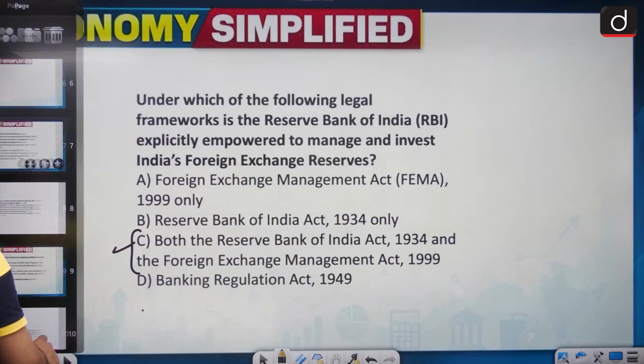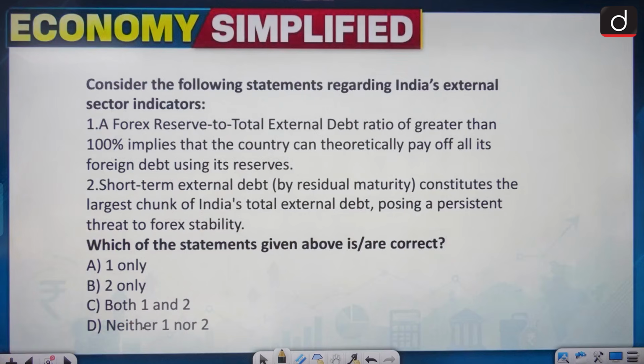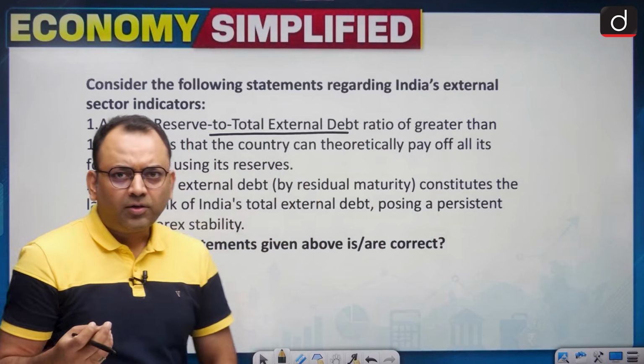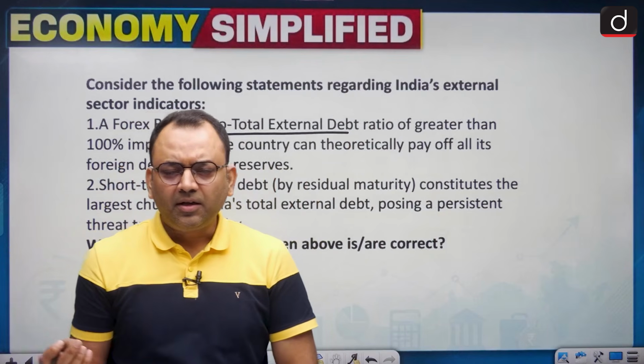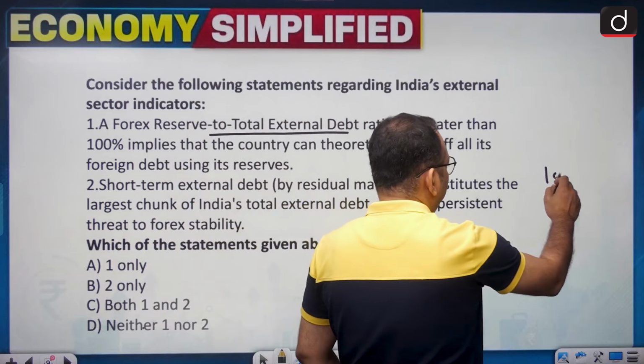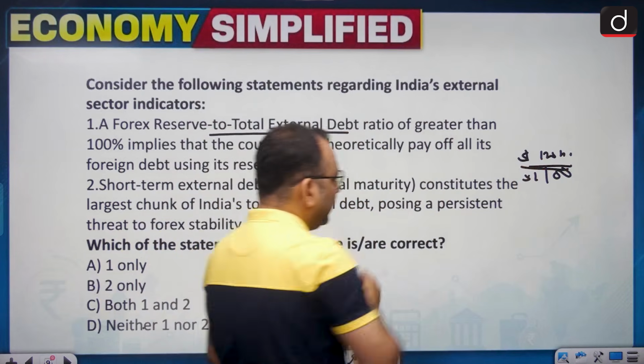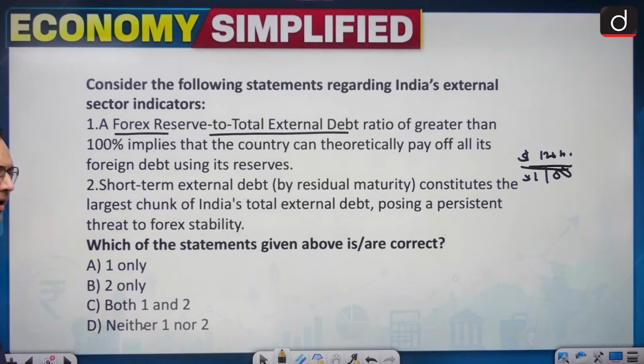The second question we have is: consider the following statements regarding India's external sector indicators. The first statement is forex reserve to the total external debt. Friends, this means that suppose India's total external debt that we have to pay outside the country is, for example, $100 billion, and we have a forex of, for example, $120 billion. So this statement says that a forex reserve to external debt ratio greater than 100% implies that the country can theoretically pay off all its foreign debt using the reserves.